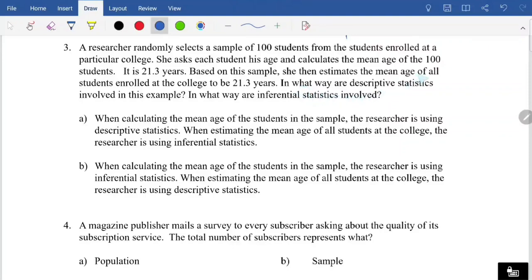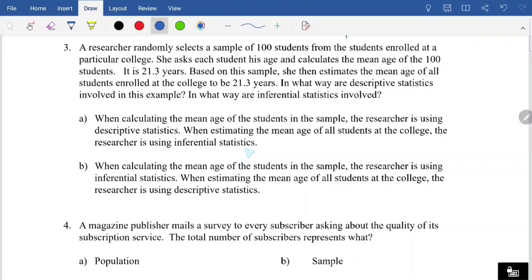In what way are descriptive statistics involved in this sample, and in what way are inferential statistics involved? So we have to make a choice. They've given us 2 choices, A and B. Let's read through the choices. It says, when calculating the mean age of the students in the sample, the researcher is using descriptive statistics. When estimating the mean age of all students at the college, the researcher is using inferential statistics.